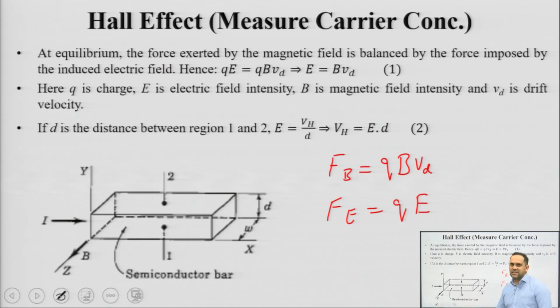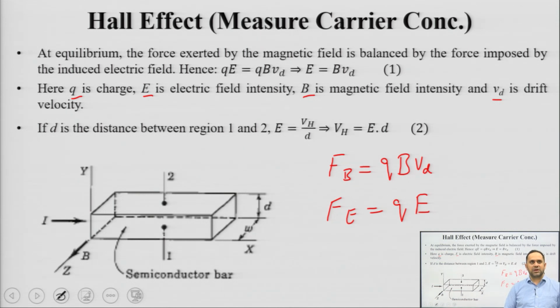These forces balance each other. Okay. So, you can say that Q dot E is equal to Q dot B dot Vd. Okay. I have already defined the symbol. Q is charge, E is electric field intensity, B is magnetic field intensity and Vd is drift velocity. Okay. And if d is the distance, as I have said, the thickness of this material is known as d. Okay. That is the symbol for that.